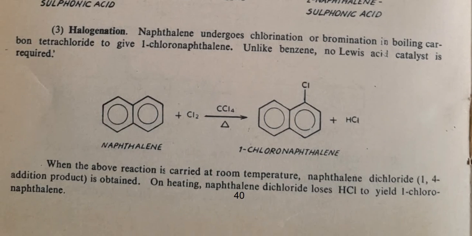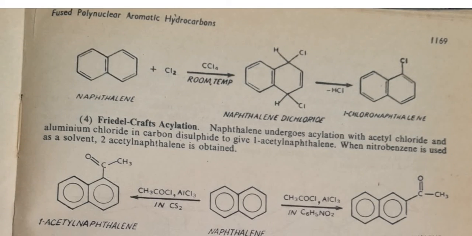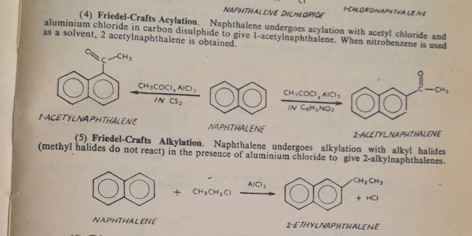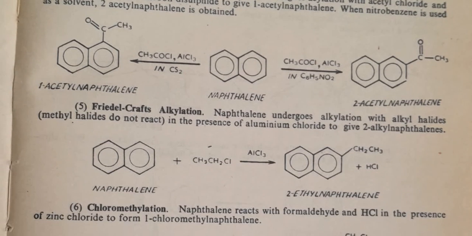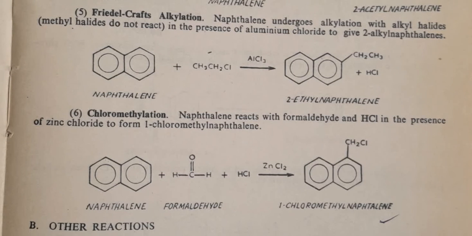Halogenation gives 1-chloronaphthalene. You can see there is an addition product first, and then further it gives 1-chloronaphthalene. Friedel-Crafts acylation gives 1-acetylnaphthalene. You can see 2-acetylnaphthalene with a different reagent. Friedel-Crafts alkylation gives 2-ethylnaphthalene.